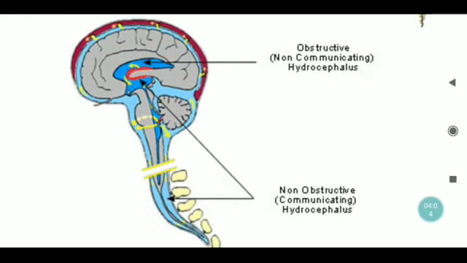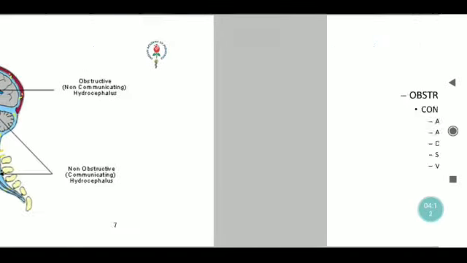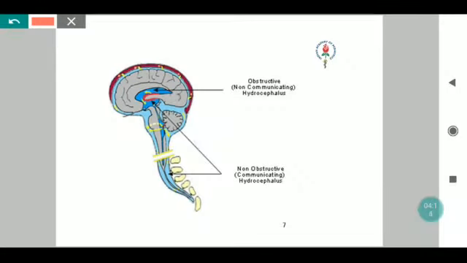Further, if you look at the non-obstructive or communicating variety, it's because of impaired absorption. So as a result of impaired absorption, there will be a complete flow of CSF through the normal pathway, and through the normal pathway it will come downward.